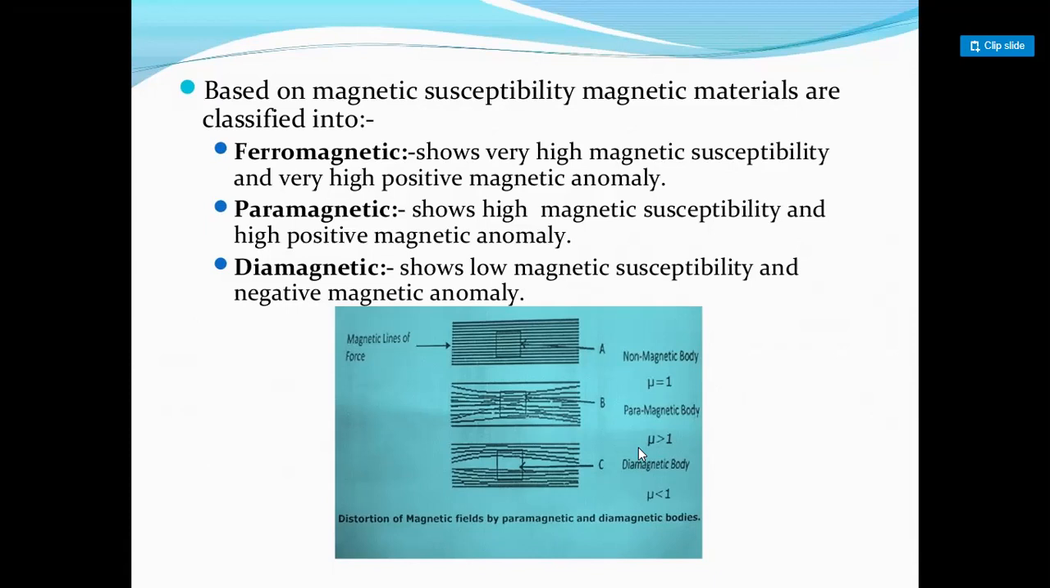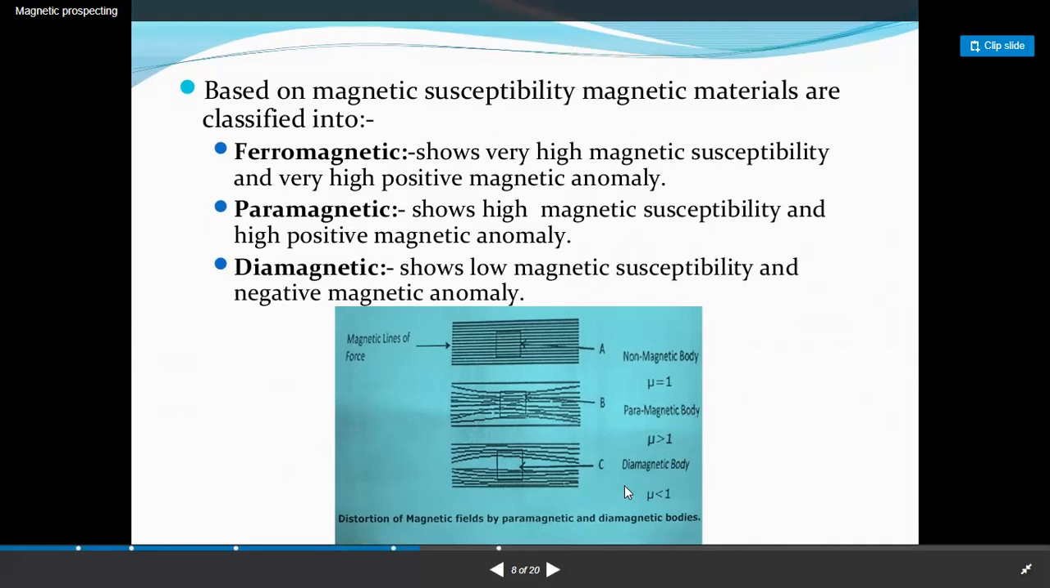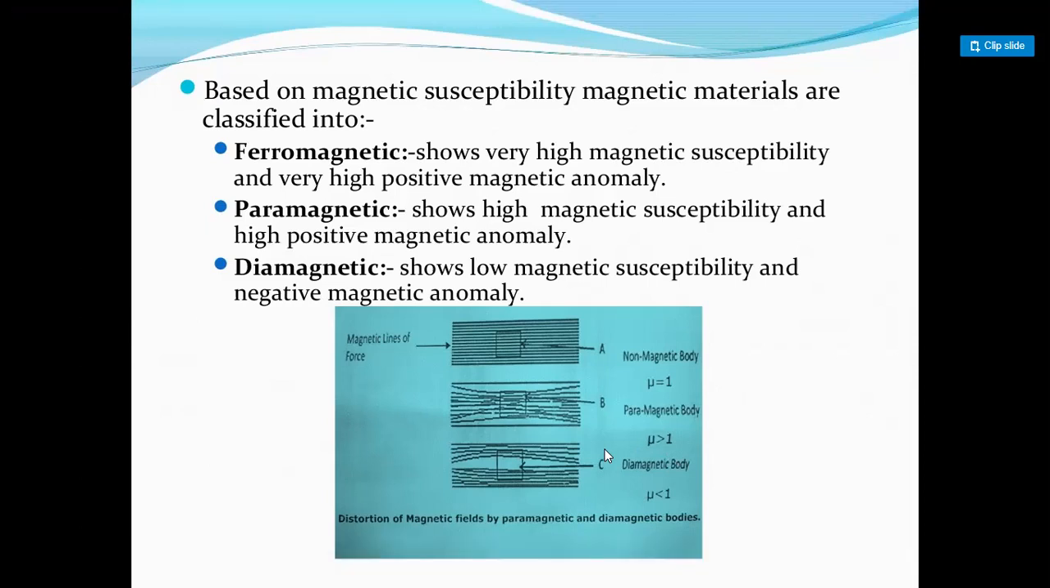Diamagnetic means it shows low magnetic susceptibility and a negative magnetic anomaly. Here also, guys: A is a non-magnetic body, B a paramagnetic body, C a diamagnetic body. So this shows the distortion of the magnetic field by paramagnetic and diamagnetic bodies. See, these are the magnetic lines of force.